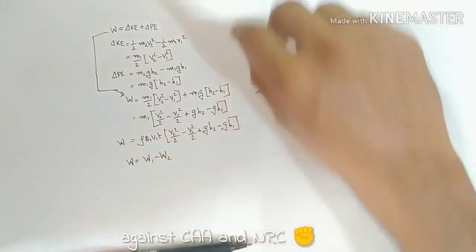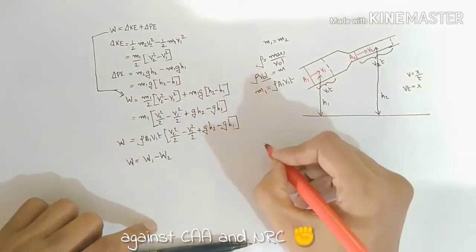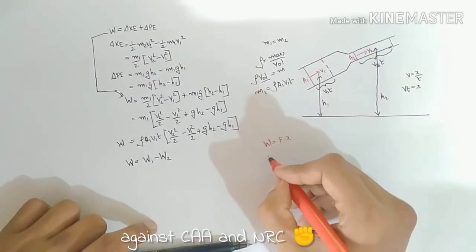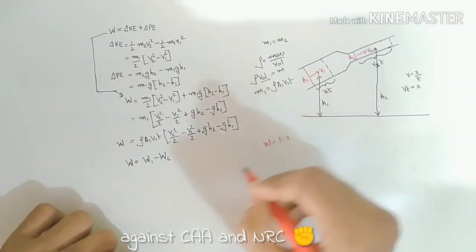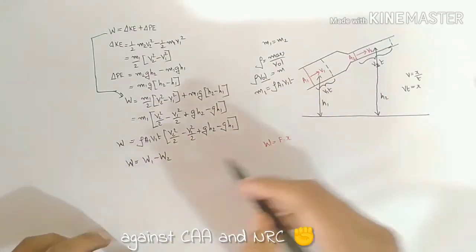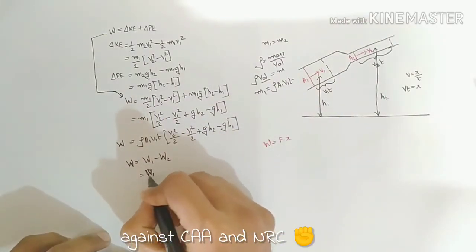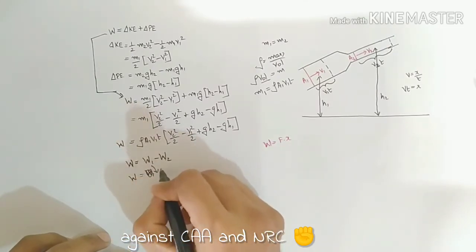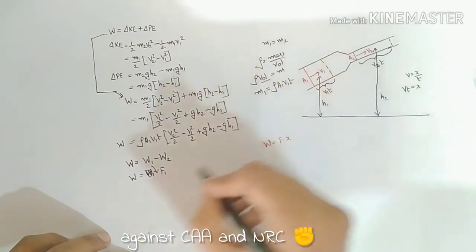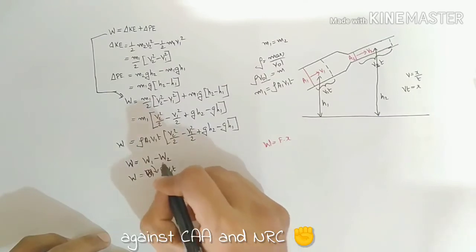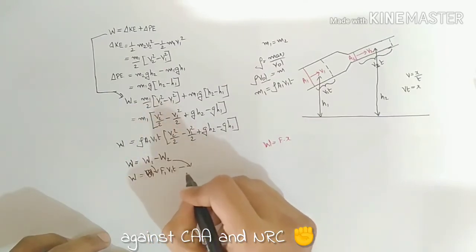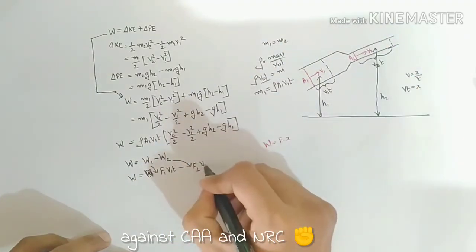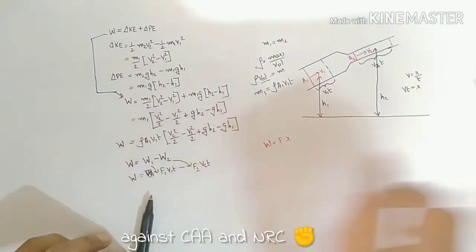As we know, the expression for work is W is equal to F dot X, and in this case we could write W1. Then what is W1? Instead of this W1, I will have to write F1 into displacement. What is the displacement in this case? It's V1. And instead of this W2, we will have to write F2 into the displacement over here. It is V2.